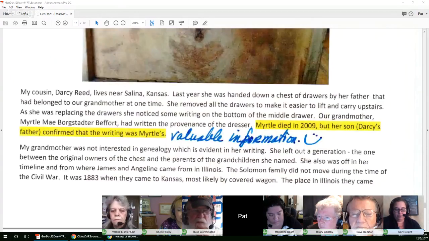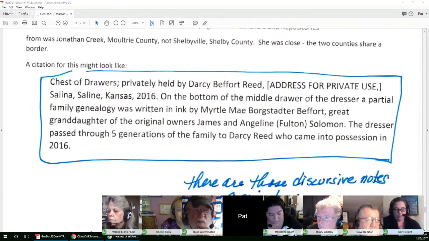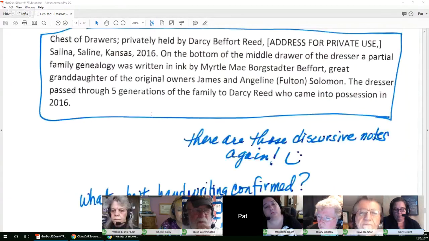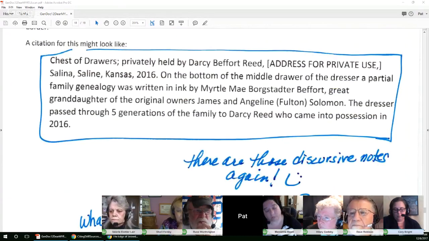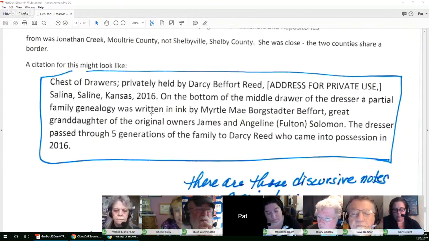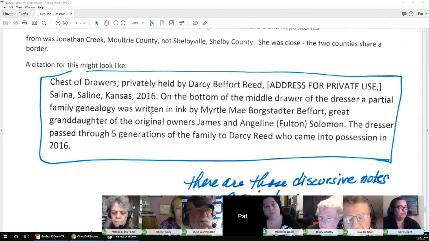So I love this thought about handwriting getting confirmed. And now that I think about it and you brought it up, I should have put that in the notes. However, it depends on what I was writing about. If I was writing an article about finding the dresser drawer, I would put all that in the narrative. Yes. I wouldn't include that in the citation.